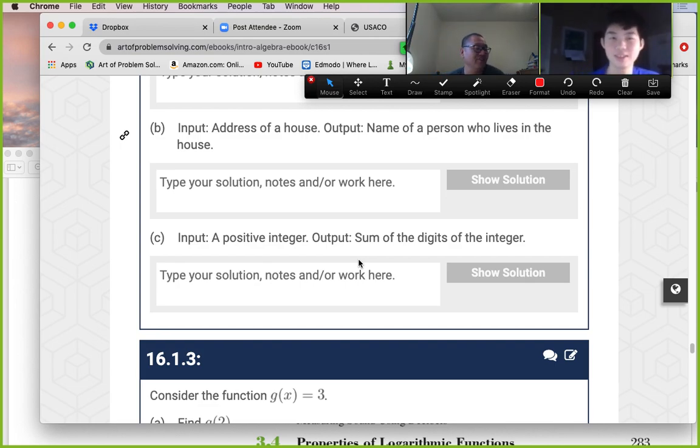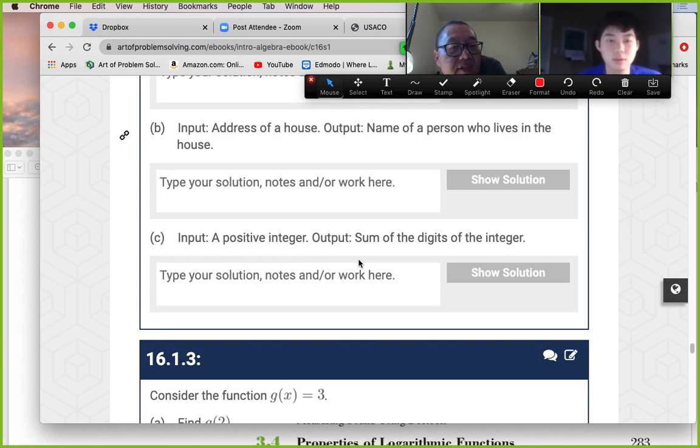The correct reason is that in a house you may have more than one person, right? For the same address, you have more than one person responding to that address. So you can think of the address as where you draw a vertical line. Then you have more than one person responding to that address. Yeah. So this one is not a function.